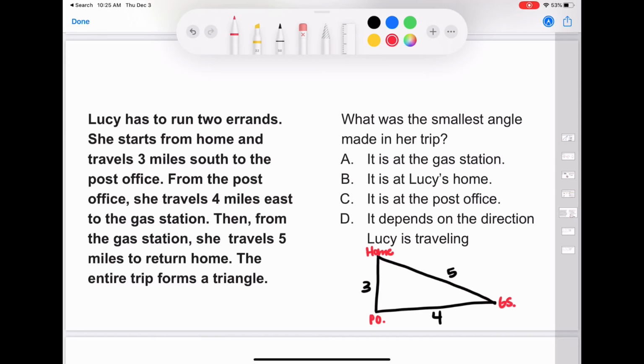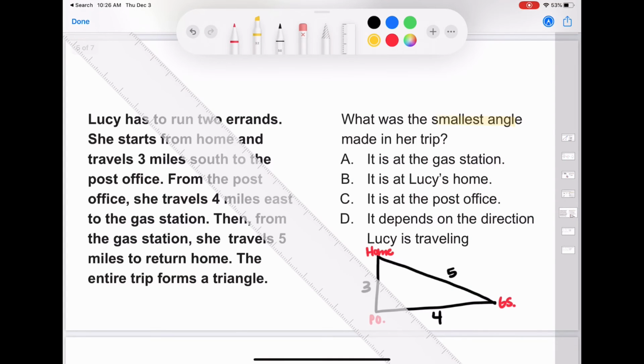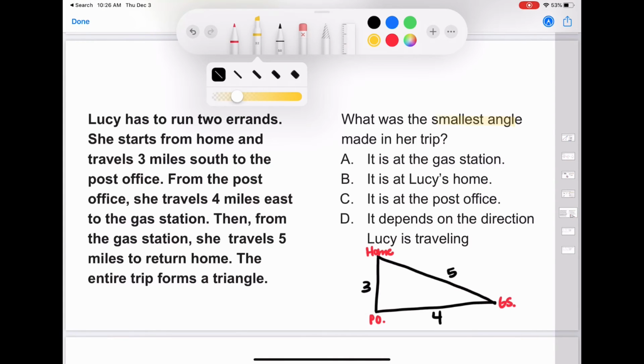Okay, so we're asking, what was the smallest angle made in the trip? So smallest angle. Well, we know that the smallest angle is opposite of the smallest length. So we have our smallest length at 3. 3 is our smallest length. So our smallest angle is opposite of that, so therefore the smallest angle would be located where the gas station is located. So therefore answer A.